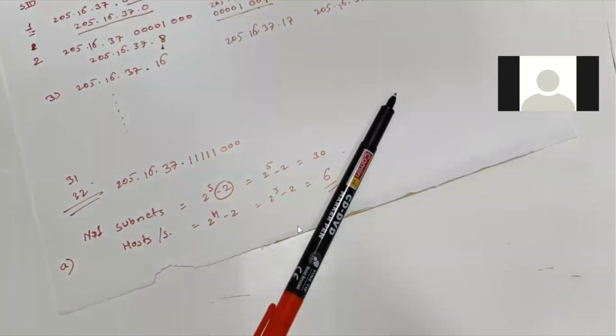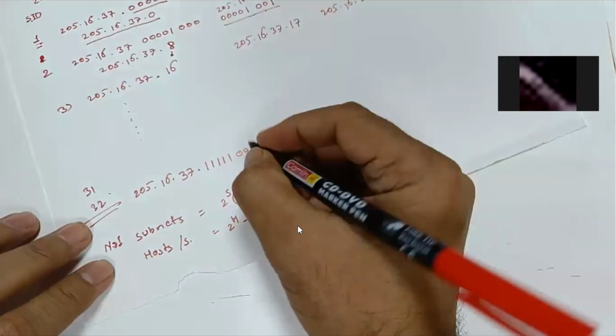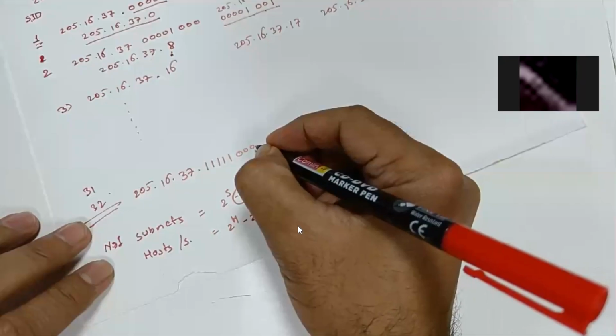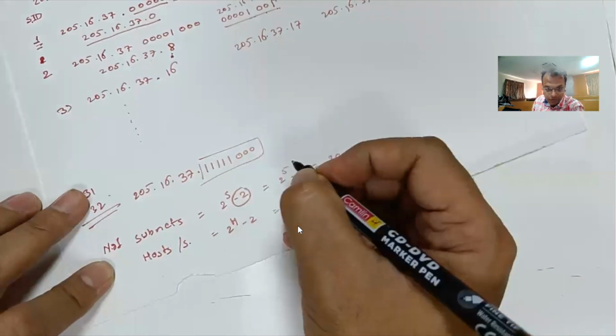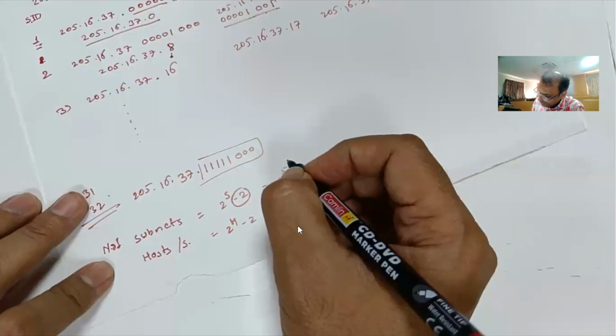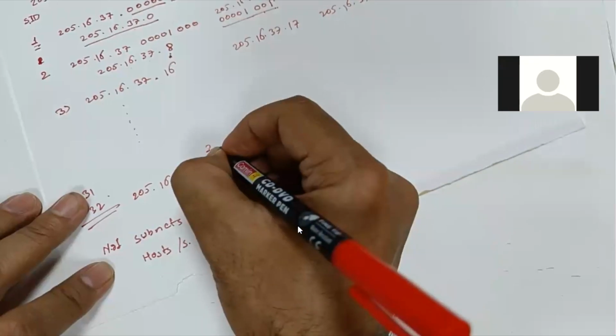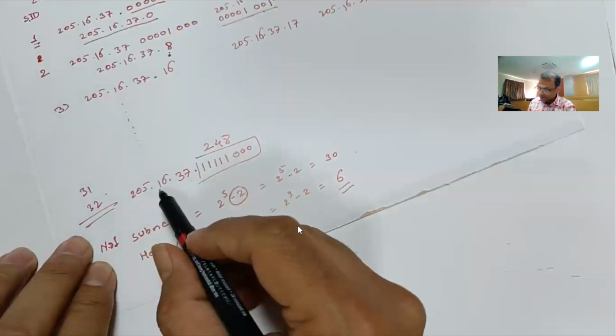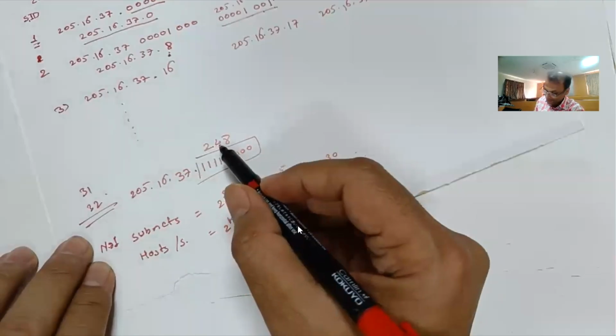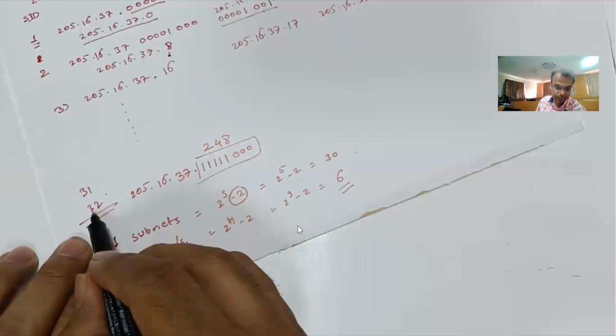244. 2 power. 248. I need the actual value for this octet. 248, sir. 248. Okay, so 205.16.37.248 is the last network.